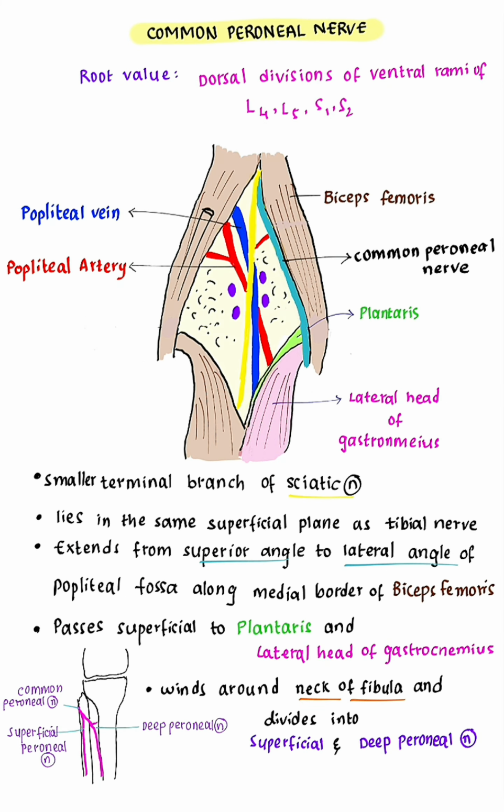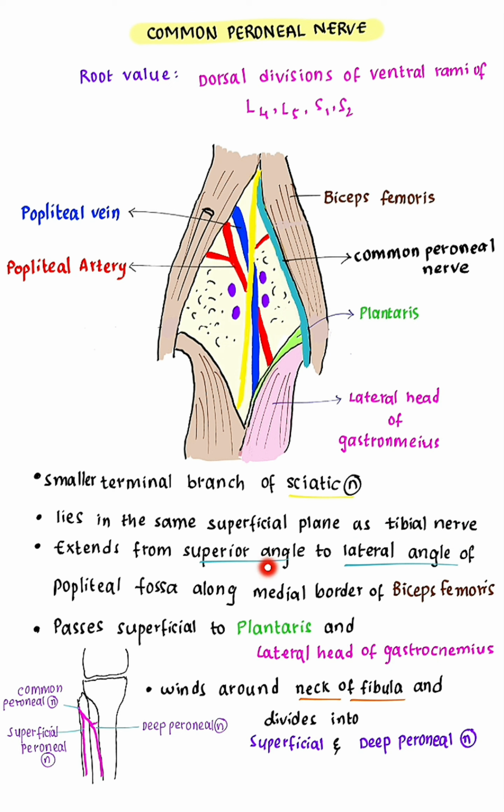Common peroneal nerve. Root value of common peroneal nerve: dorsal divisions of ventral rami of L4, L5, S1, S2. Sciatic nerve divides to give tibial nerve and common peroneal nerve. Common peroneal nerve is the smaller terminal branch of sciatic nerve. It lies in the same superficial plane as that of tibial nerve.